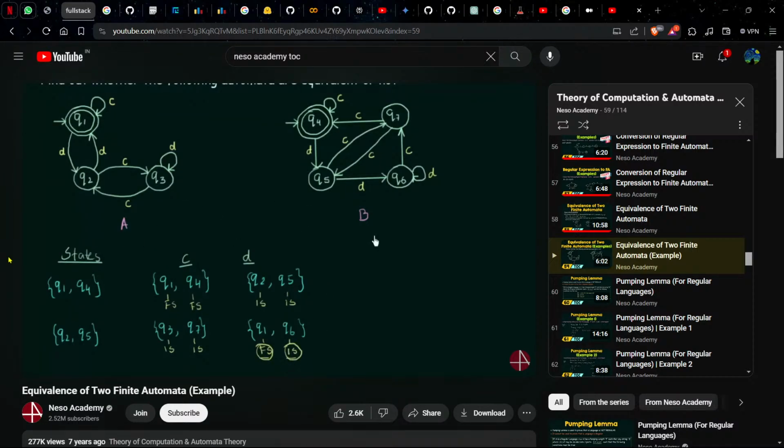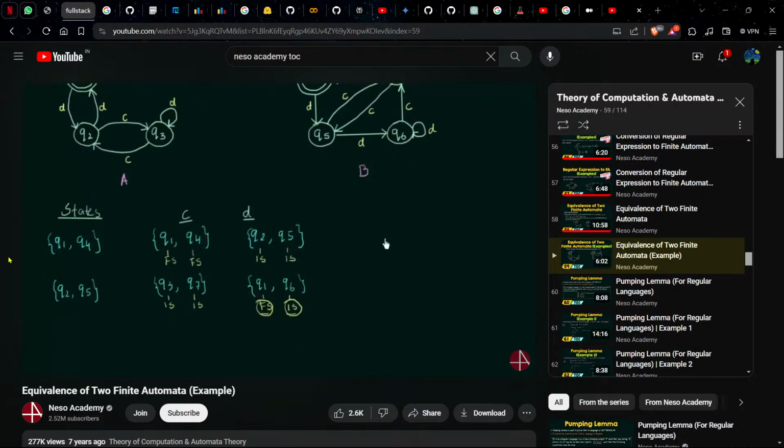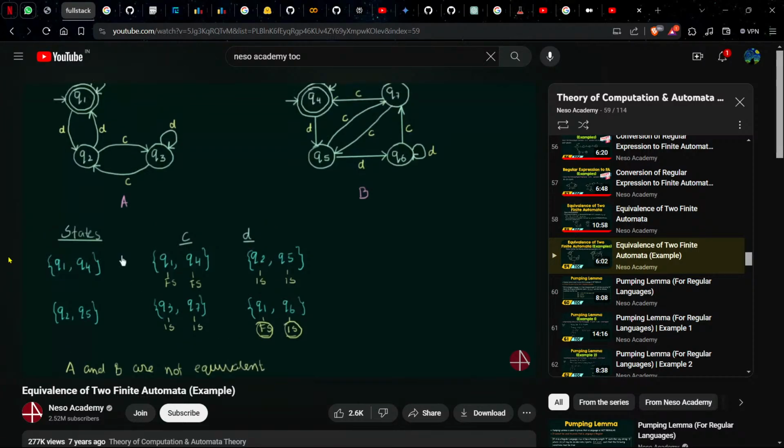So this condition shows that automata A and automata B are not equivalent. Now there are more cases that we can check, but we don't have to check because this condition shows that they are not equivalent, and we can just be sure and write that A and B are not equivalent. Whenever we get this kind of condition, we can be sure that the two given automata are not equivalent. So this is an example of two automata which are not equivalent, and we found them out using this procedure.